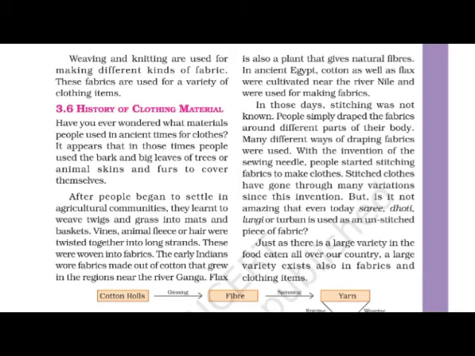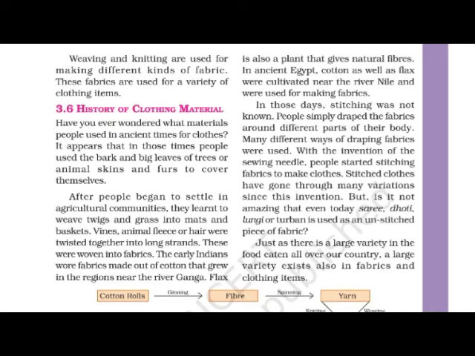Actually, it was the ancient time, and in that time, we depended only on plants and animals just for covering the body. Okay, that was very interesting, and I can say it is really interesting to know about that time.